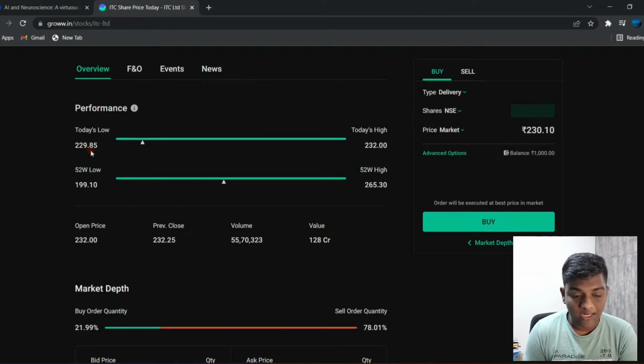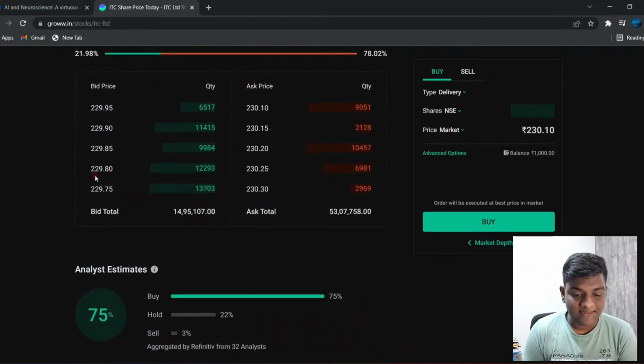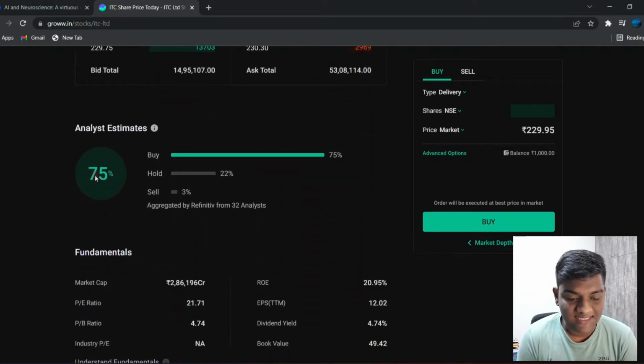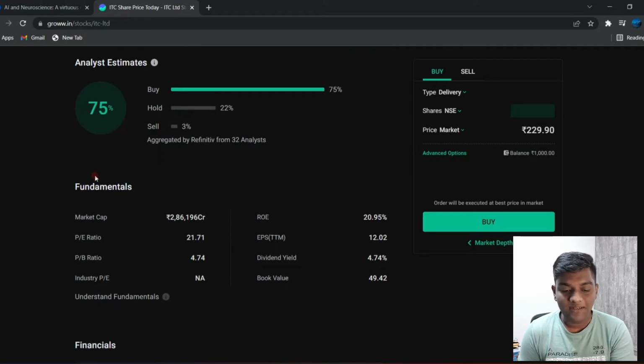The 52 week low was 199. 52 weeks is the 1 year mark. So in the previous year, the lowest rate which ITC touched was 199 and the highest was 265. And this is some analyst estimates which we need not worry about. This is some recommendation from their side that plenty are buying now, few are holding it, and 3% are selling it. That's nothing for us.